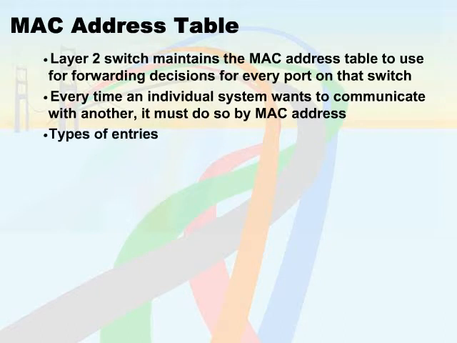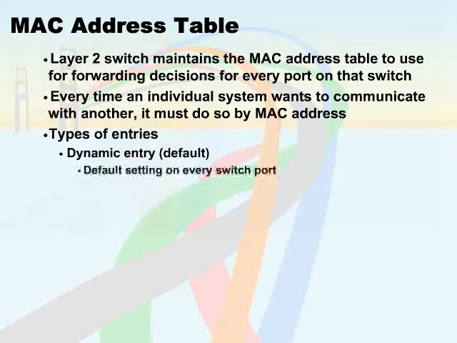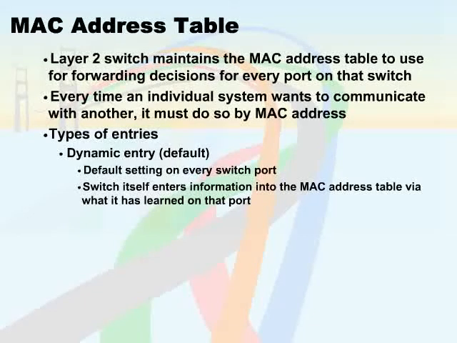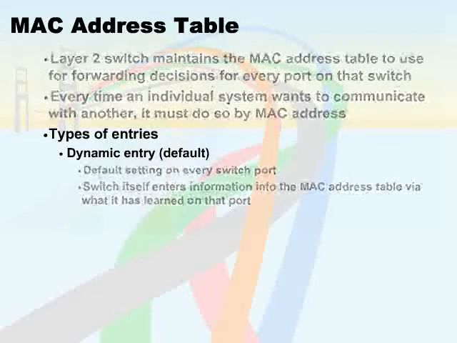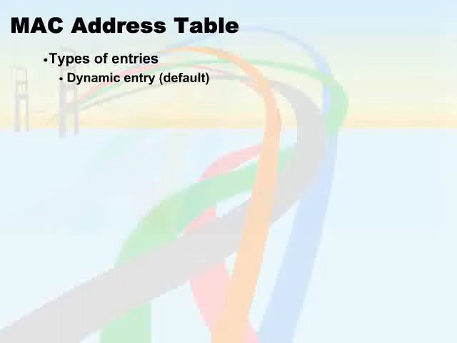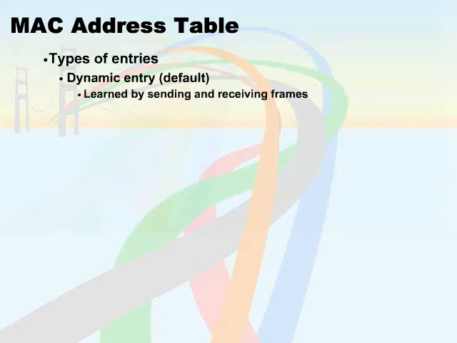The default type of entry is known as a dynamic entry. This is going to be the default setting on every switch port on Cisco switches. This indicates that the switch itself is going to enter information into the MAC address table based on what it has learned on that port. That's why it's called a dynamic entry. Therefore, when systems plug into dynamic ports, the MAC address table will know the destination MAC address through the process of sending and receiving frames from the system that is plugged in.